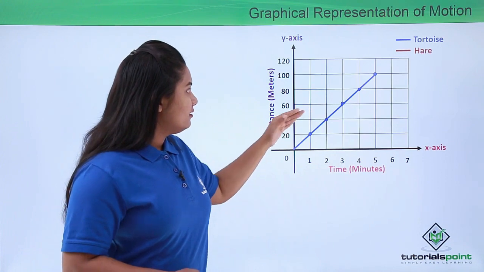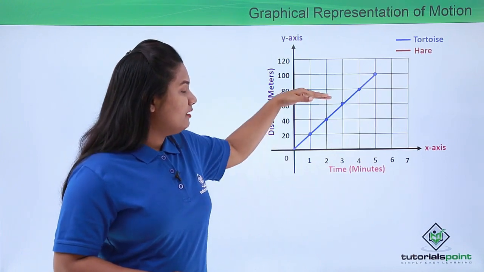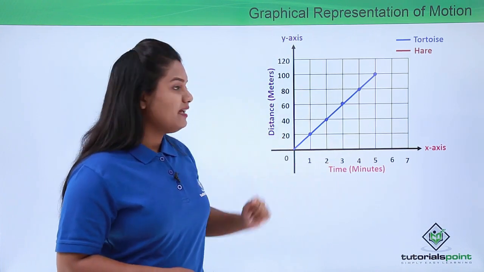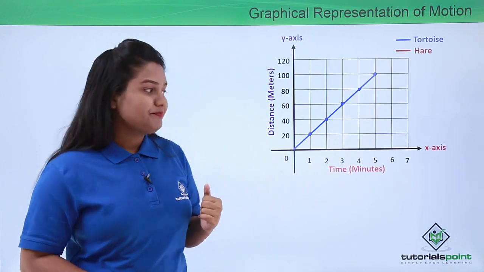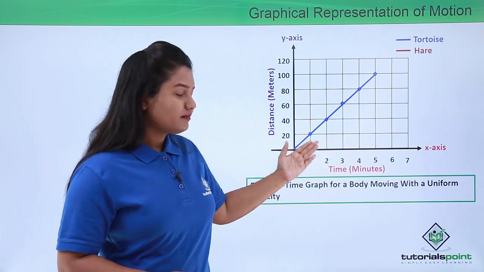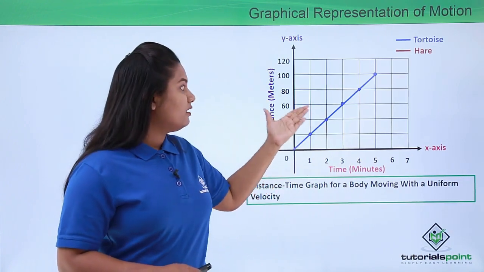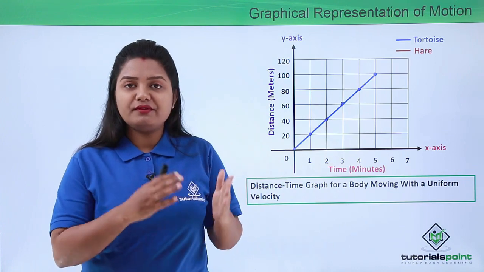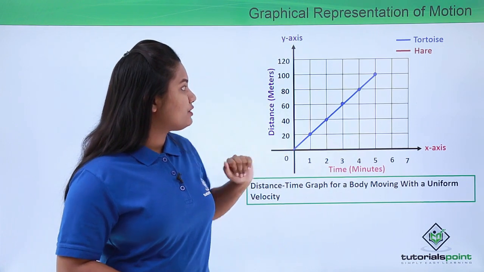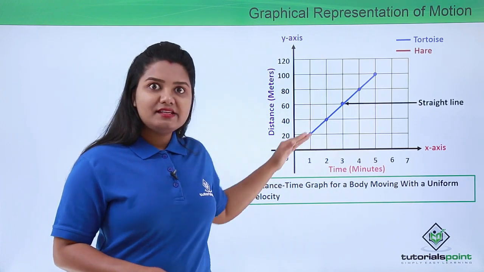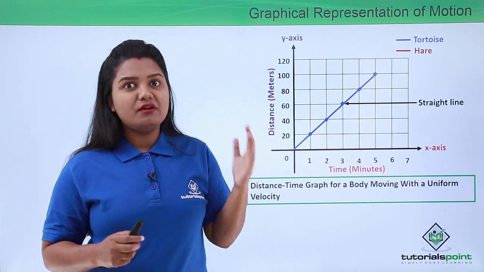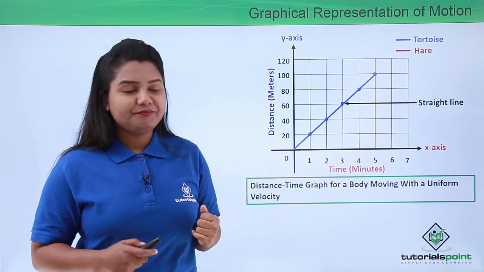Now this graph is not a line which is parallel to x-axis, but it is a straight line that is inclined to x-axis at certain angle. Now here such a distance time graph of a moving body, whenever we come across one, we can conclude that such a body is moving with a uniform velocity. So whenever we come across a graph which is a straight line and is inclined to x-axis at certain angle, we can conclude that the body is moving with a uniform velocity or constant velocity.